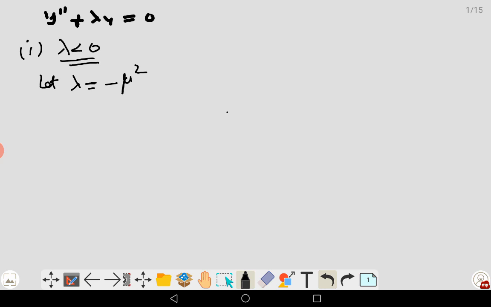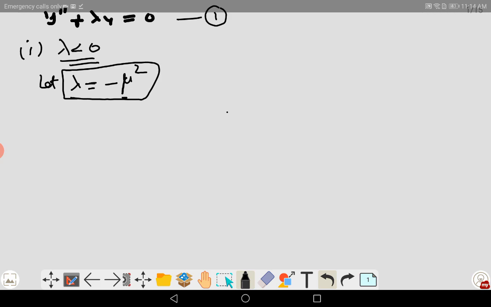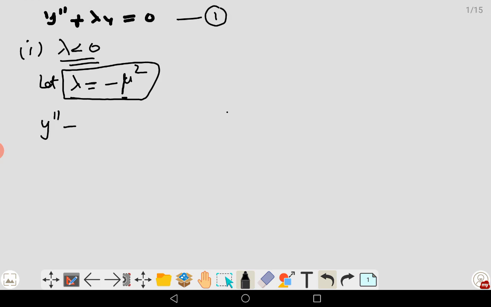Mu is another constant, isn't it? So whatever the value of mu, negative or positive, since mu square is with a negative sign, lambda will always be negative. We assume lambda is negative mu square. Therefore, the equation 1 becomes y double dash minus mu square y is equal to 0. And from the front page, you can find the solution of this problem. So mu is allowed to take any value between negative infinity and positive infinity, isn't it? Okay.